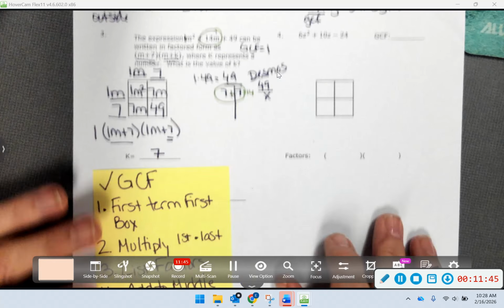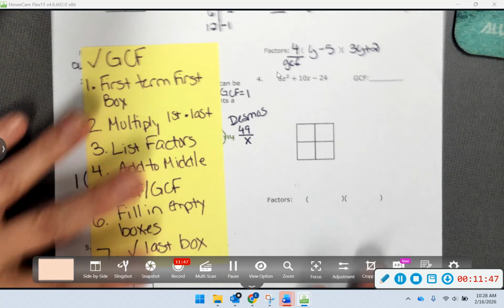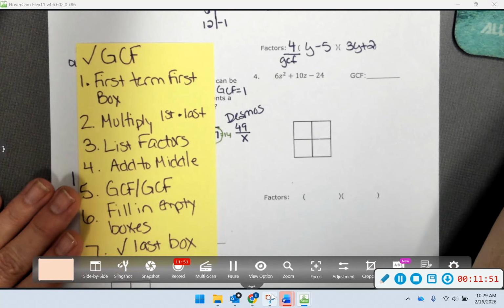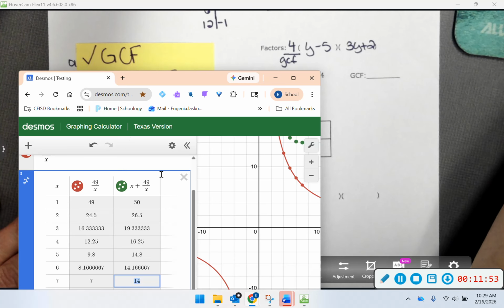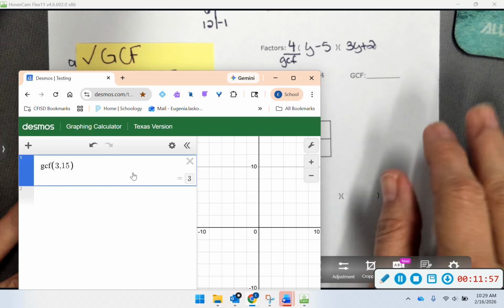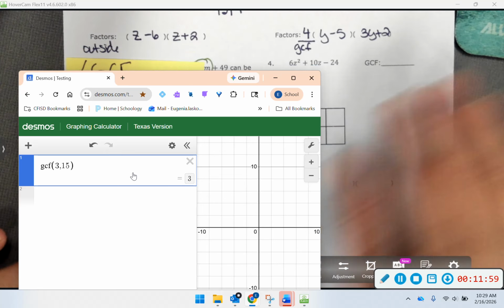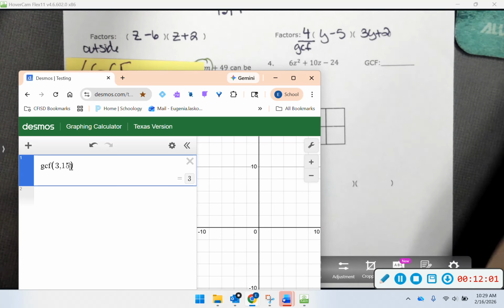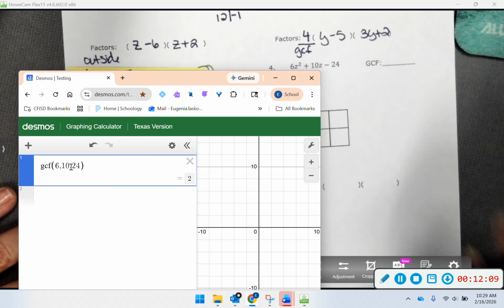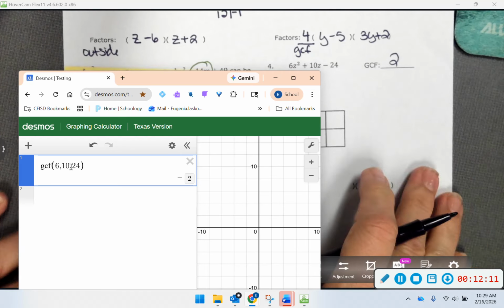Okay, well, let's go do it again. The more we practice, the better we get. Right, so number 4, we're going to start off with a GCF. So I'm going to use my Desmos, and I'm going to type in GCF. And I'm going to type in those numbers, 6, 10, and 24. And I find out that my GCF is 2.